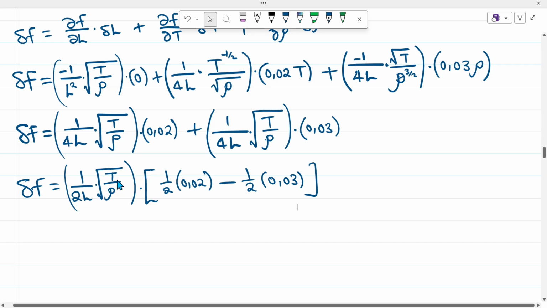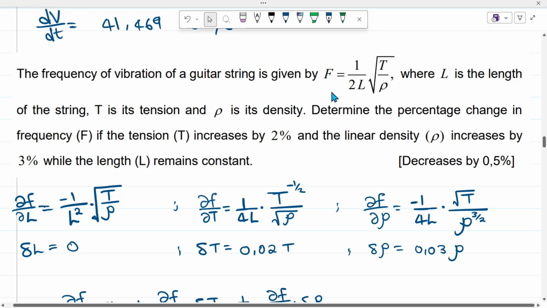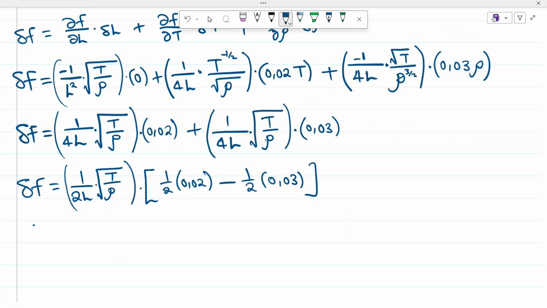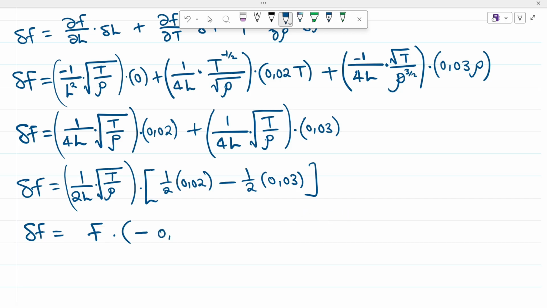So we know that 1 over 2L multiplied by root t over p is equivalent to f, right? From the given equation, this is f, so we're just going to replace it by f. So percentage change of f is going to be what? f multiplied by, so when you use your calculator to press what's inside the bracket, you'll get that this is equivalent to negative 0,005. So if I can rewrite this again further, this is negative 0,05, right?